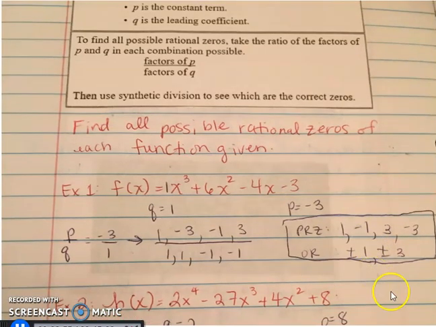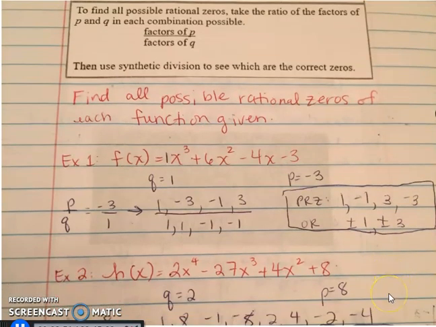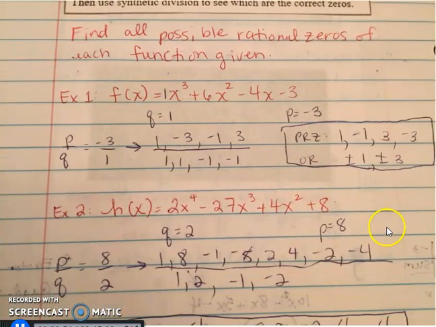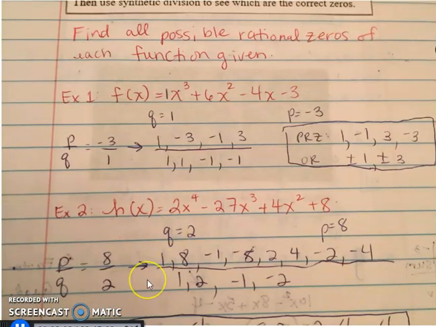Another example, example 2, we have now a 4th degree polynomial where p in this case is 8 and q is 2. So we'll take all of the factors of 8 and put them over the factors of 2 and then write down all the different combinations you would get by finding their ratios. Factors of 8 would include 1 and 8, -1 and -8, 2 and 4, -2 and -4. The factors of 2 would be 1 and 2, and then -1 and -2.